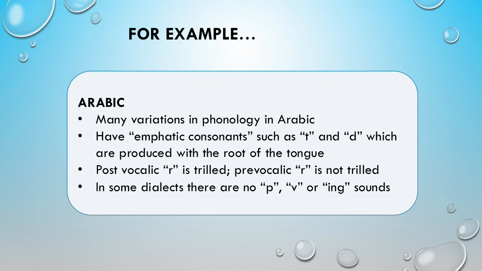Also, the R in Arabic is a little bit different. If it's post-vocalic, that means after the vowel, it's trilled or kind of a rolled R. If it's pre-vocalic, it's not trilled. So your students might have difficulty hearing the R sound in Arabic. And in some dialects of Arabic, there's no p, v, or ing. So again, that may have some implications for some of our students.